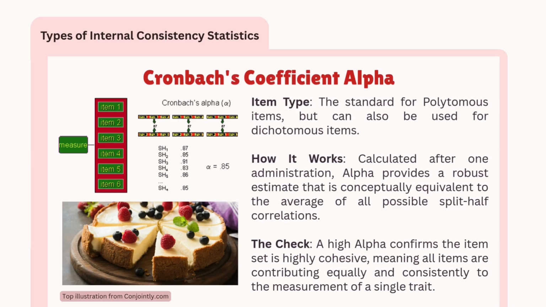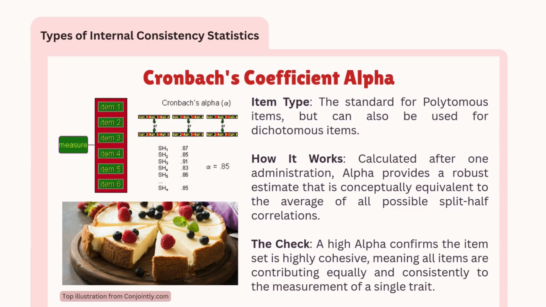Then, taking the average of all of those thousands of possible split half correlations, this average result, which is the Cronbach's alpha, now becomes a much more robust and stable measure of your test's internal consistency than any single split half correlation could ever be. It gives you confidence that your items are cohesive regardless of how you divide the test. So a high alpha, which is usually between 0.70 to 0.90, means that the item set is very cohesive. All the items are contributing equally and consistently to the measurement of a single trait.